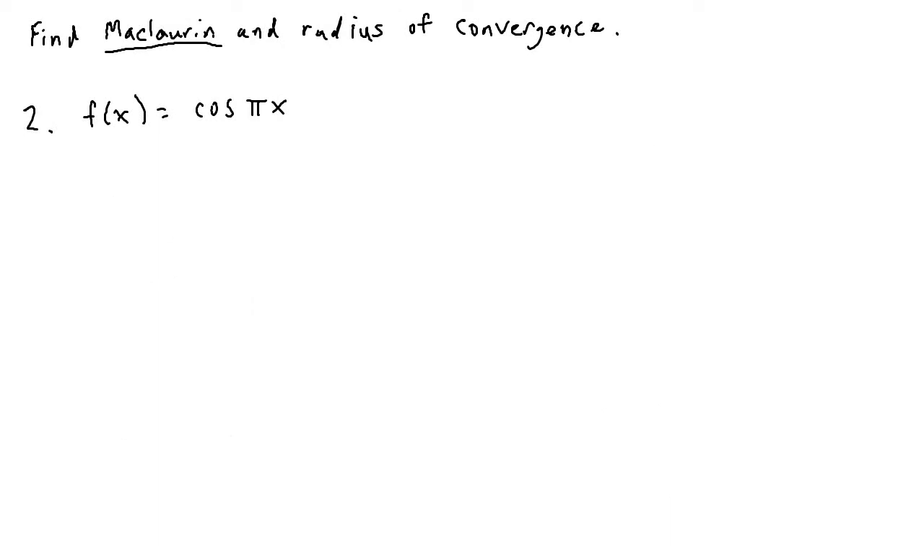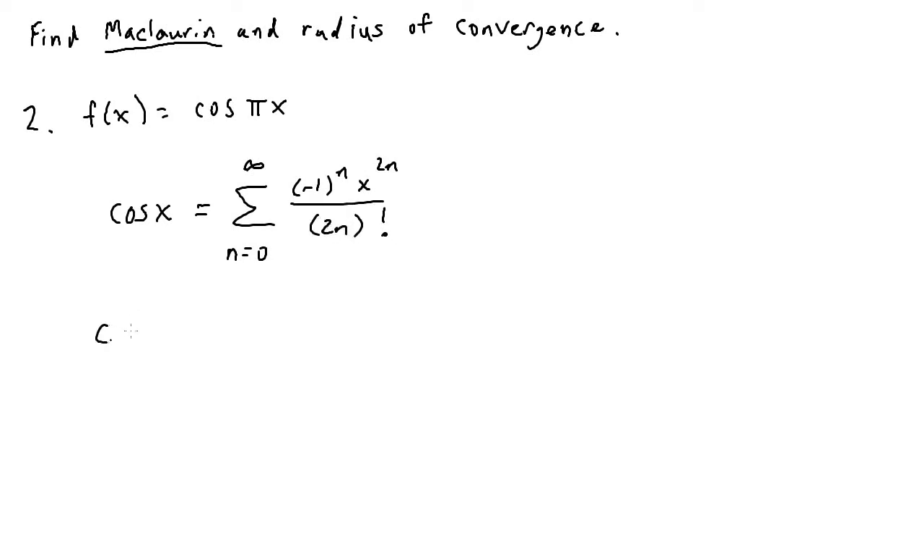So now for number 2, we have cosine of pi x, and we're trying to find the Maclaurin series and the radius of convergence. So notice how it says Maclaurin series. So now we can use a shortcut here because it's centered at the value of 0. So remember, the Maclaurin series for cosine of x, if you memorize the shortcut, is a series from n equals 0 to infinity of negative 1 to the n times x to the 2n over 2n factorial.